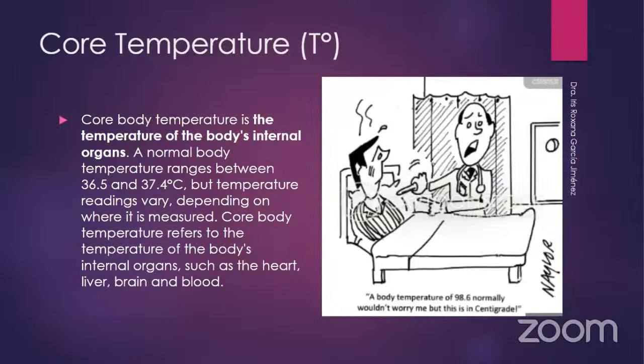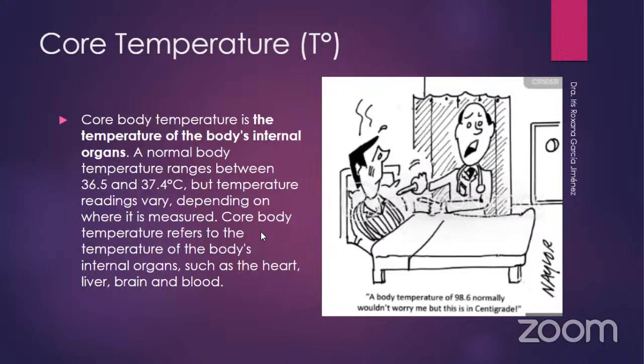The core temperature, of course, is a basic one. When we evaluate the temperature of the body's internal organs, the normal temperature range is between 36.5 and 37.4 Celsius degrees. It's for Latin America, of course. In the USA, they have another value. In the UK, they also use Celsius degrees. But temperature readings vary depending on where it is measured. It's not the same in the head as in the axilla or another place, right?